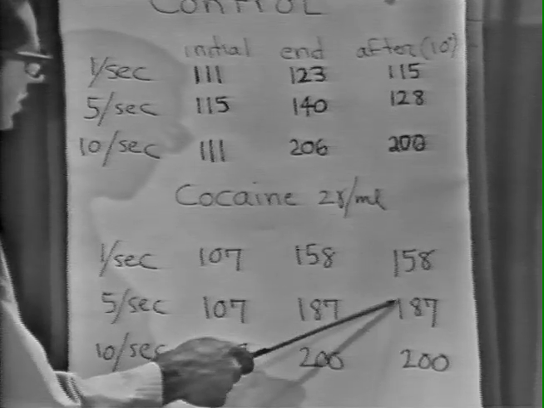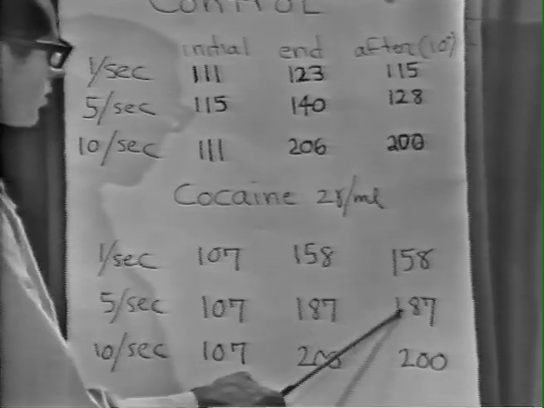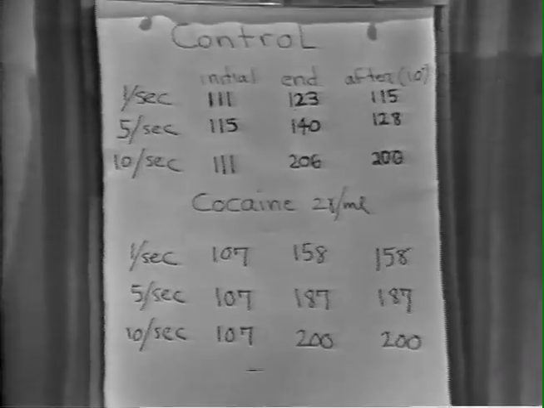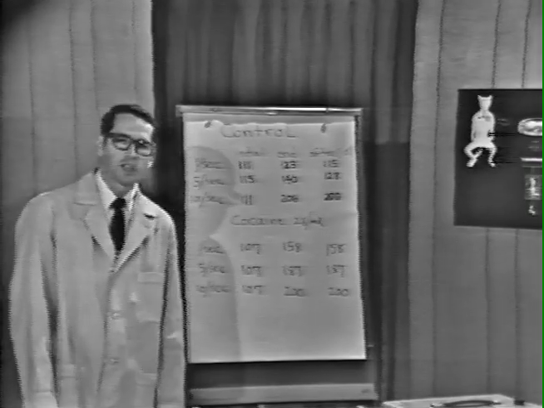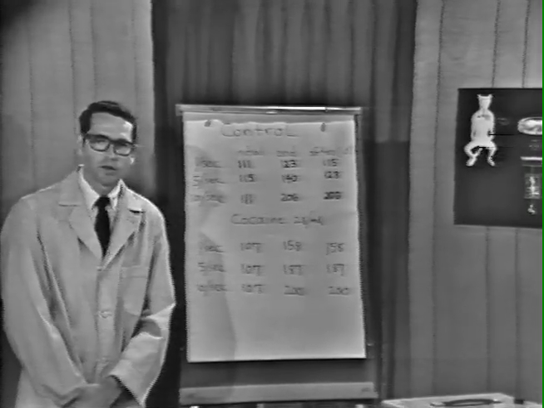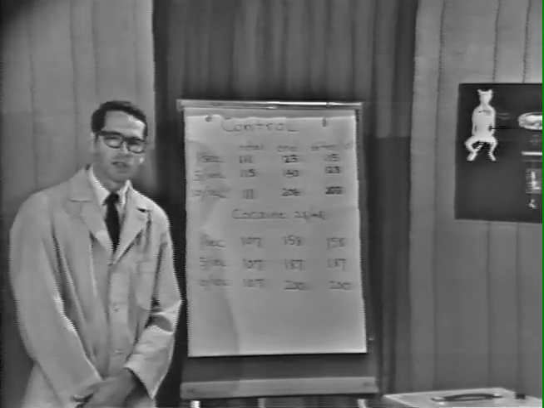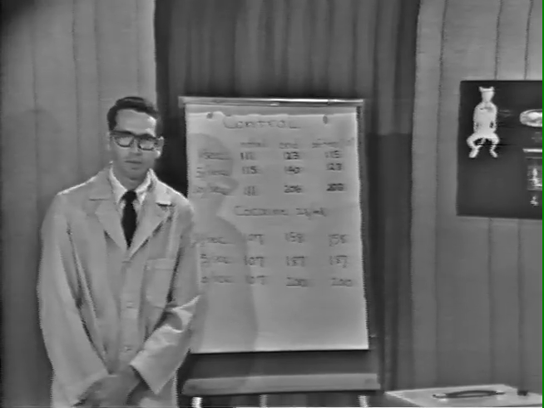In each case, 1, 5, and 10 per second, the rates were maintained 10 and even 20 seconds after stopping stimulation. We have seen then that cocaine is able to potentiate the responses of the atria to nerve stimulation, and that it appears to, in addition to this, prolong the response after stopping nerve stimulation.